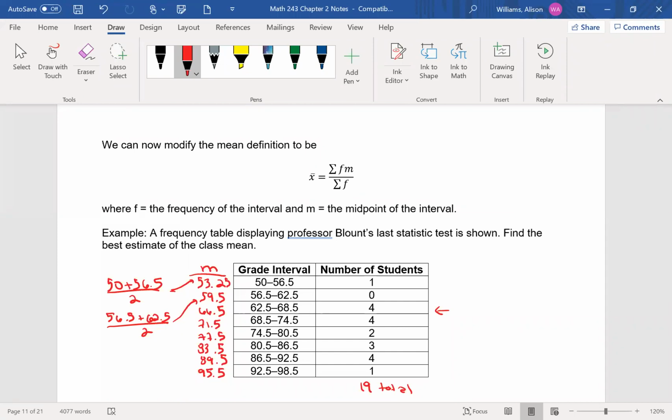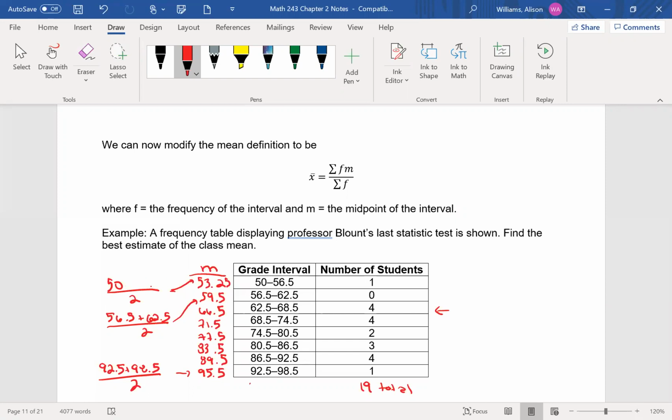For the last group here, I assumed that the next number, if it continued, would have been 98.5. So we're assuming for this last number that it came from what the next interval would have been. It would have started at 98.5, and then we would have divided by 2. The reason I know that is because you notice that the second number here is always the first number in the next interval.